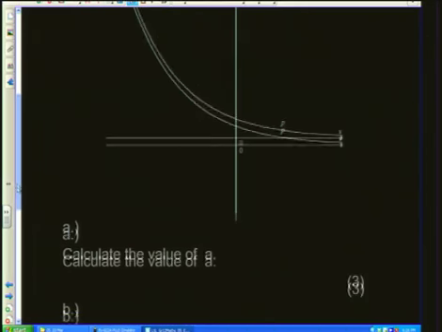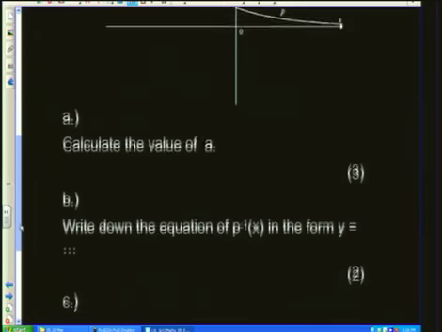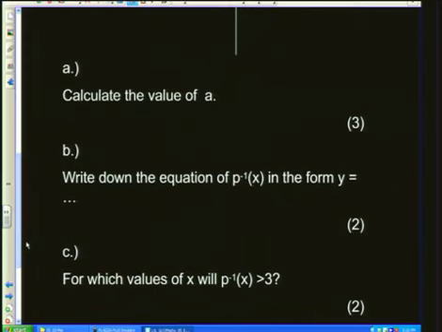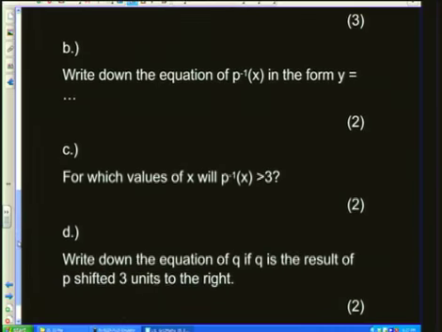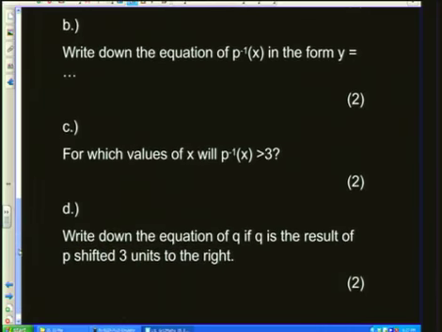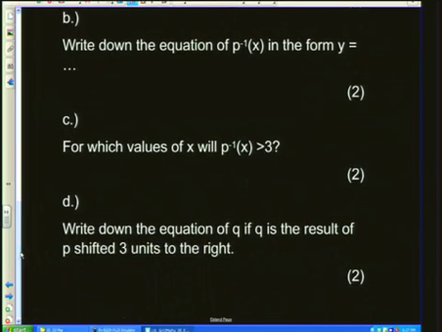Calculate the value of a. That's question number 1. Write down the equation of the inverse in the form of y equals. And next, for which values of x will your inverse be greater than 3? And the next question, write down the equation of q if q is a result of p shifted 3 units to the right.